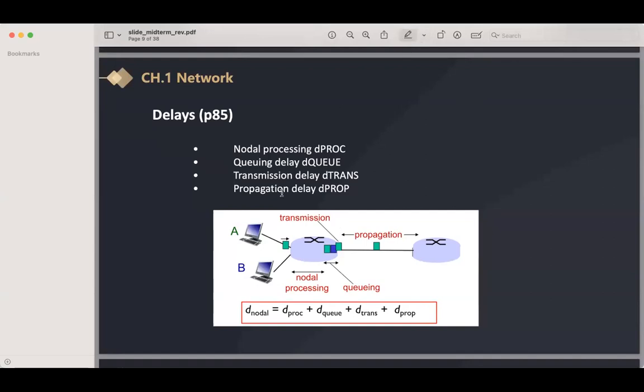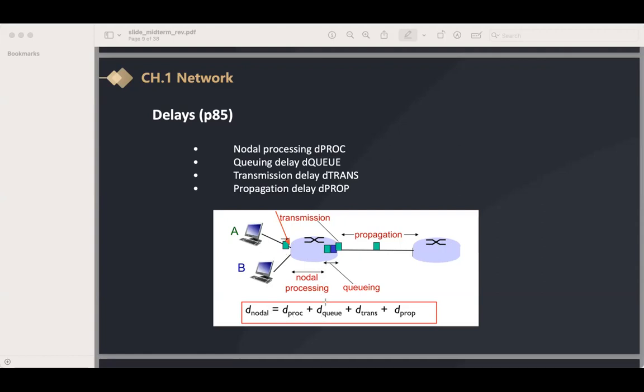It's in here. Let me try to draw. So we will have a processing delay at this point. When a packet arrives from our computer, which is A, at the router, the first thing is the router needs to read your packet and understand how to forward it to another router or to the destination. So the first thing is the processing delay.